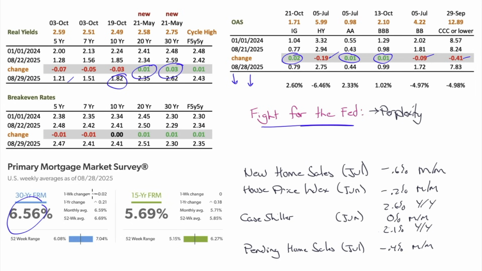Mortgage is 6.56, down another 2 basis points. Every move down is helpful for the housing market, and the housing market is, I think that the cliff falling is over. It's not falling off a cliff anymore, but it's certainly not getting back on the horse.